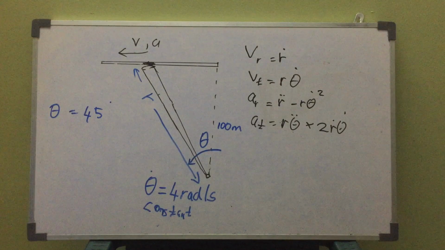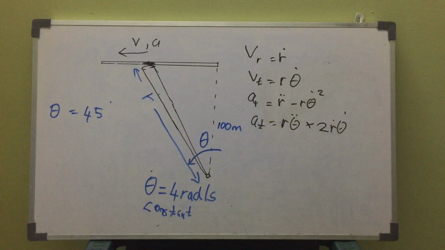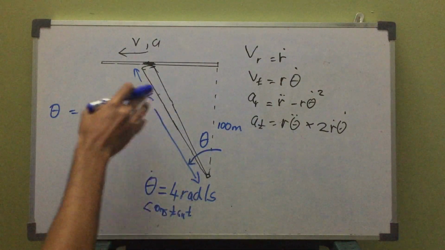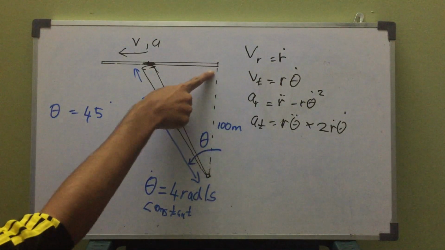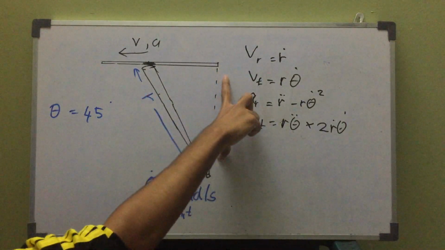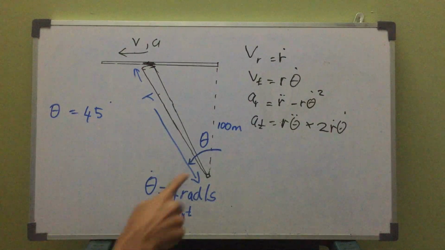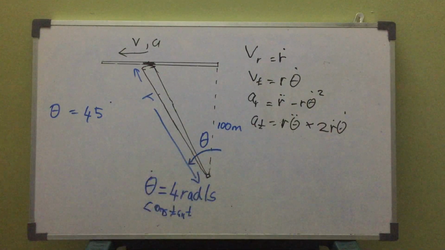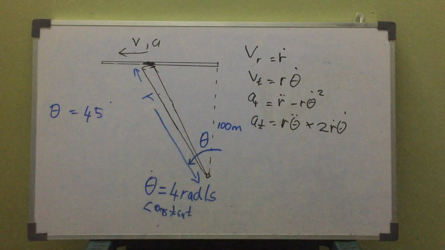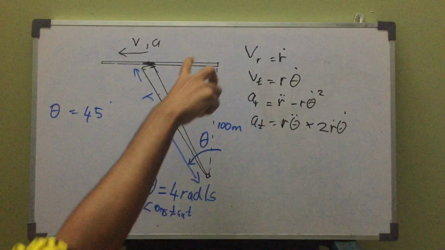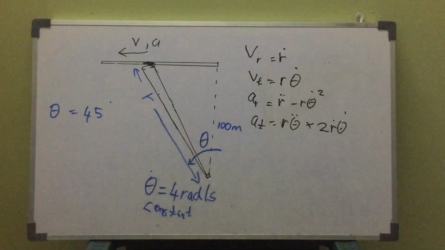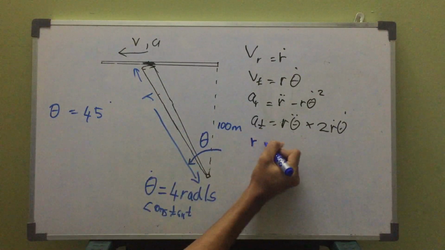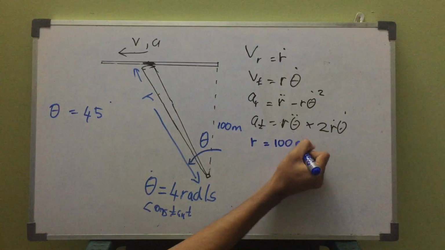So let's substitute the values. Before that, we need to find what's the value of this r. It's not a big deal, because we know that the length of this side would be 100 meter, and this is the angle theta. We can directly tell r is equal to 100 over cos theta. This side r is equal to 100 over cos theta. We can directly tell that r is equal to 100 sec theta.